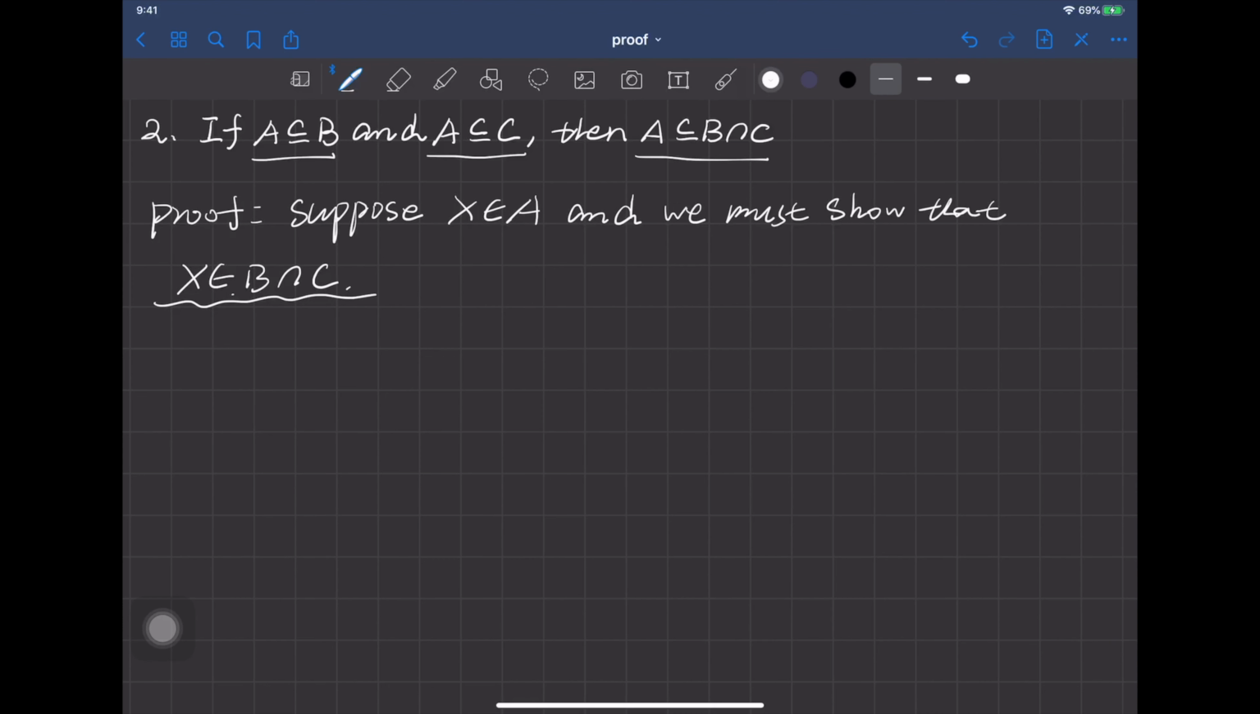X is an element of the set B and C, which means we must show X is an element of B, and X is also an element of C. And from here, we already know A is a subset of B.